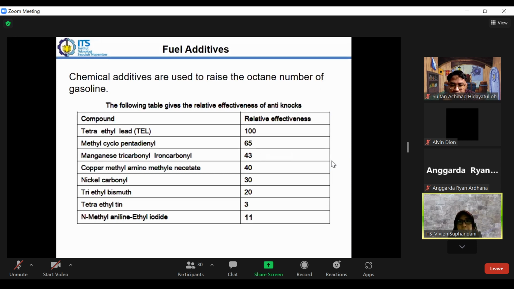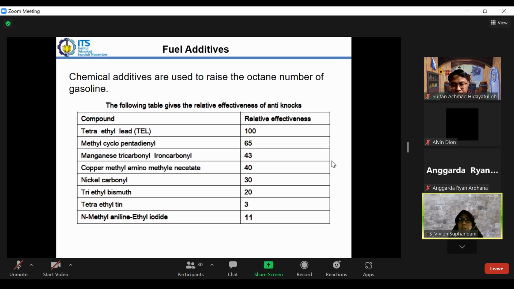We can also add additives. For example, we can add lead, although this is not suggested because lead is not good. But we can add additives to the fuel so that this can be measured in the engine and compared with what happens with 100% pure isooctane. So that answers your question.